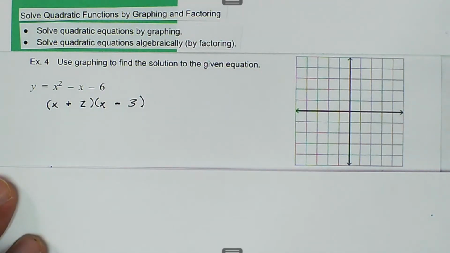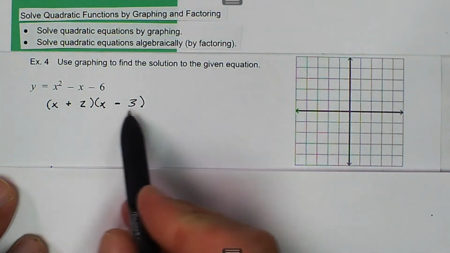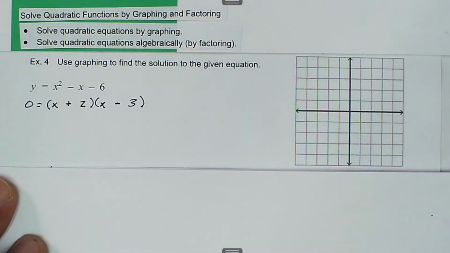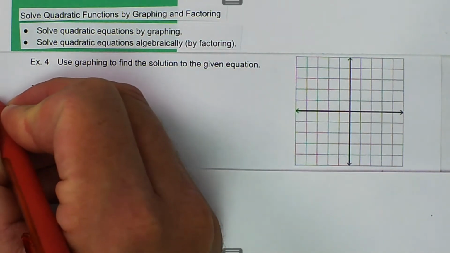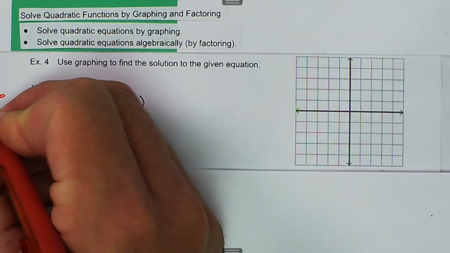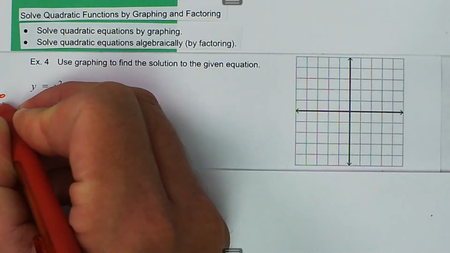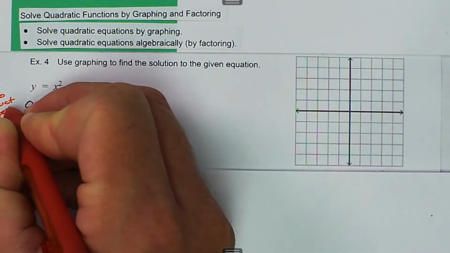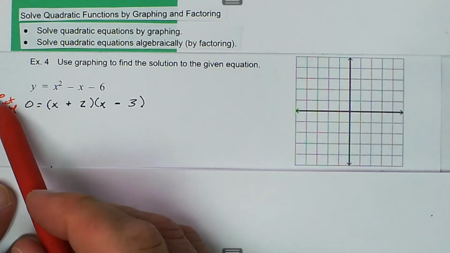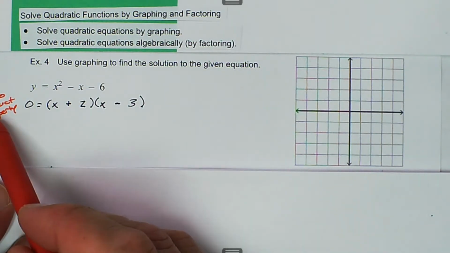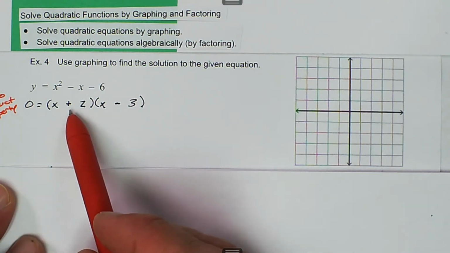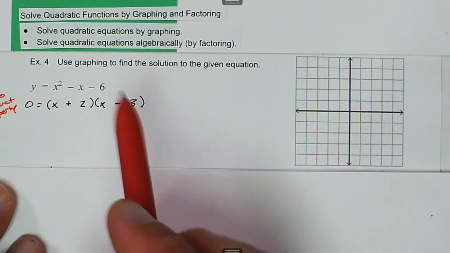When I'm solving this, the reason that we put it in factored form here is because we want to use the zero product property. So we want to set this equal to 0. Zero, we're setting it equal to 0. Product, we're multiplying two expressions together. And if one of them is 0, the whole thing is 0.